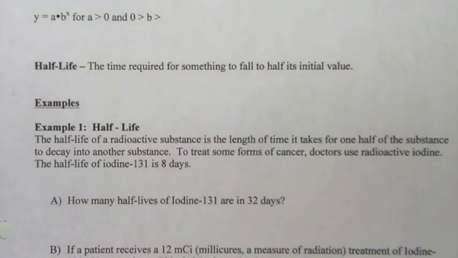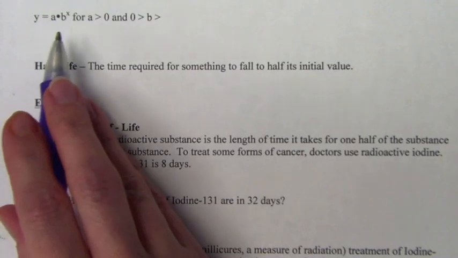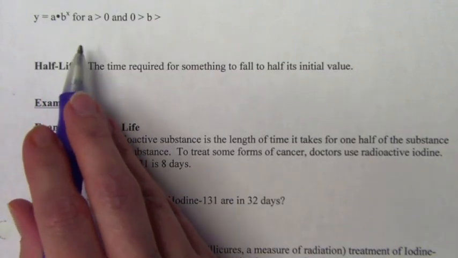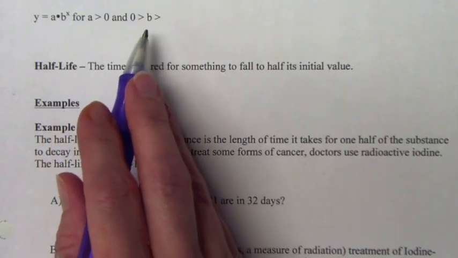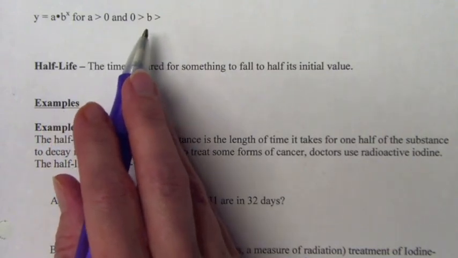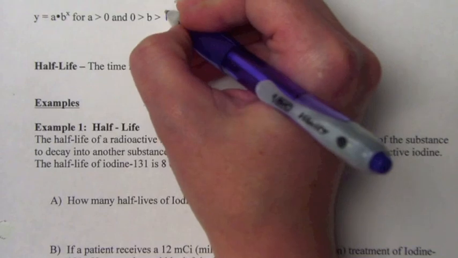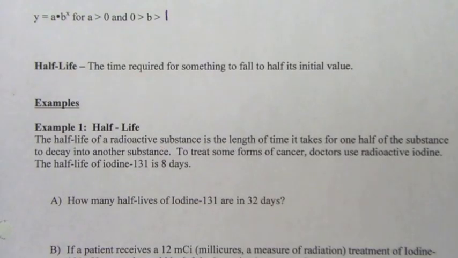Exponential decay can be modeled with the function y equals a times b to the x, for a is greater than 0 and b is greater than 0 but less than 1. You need to put a 1 on there. Now, here's how you tell the difference. The two functions are exactly the same for exponential growth and decay.